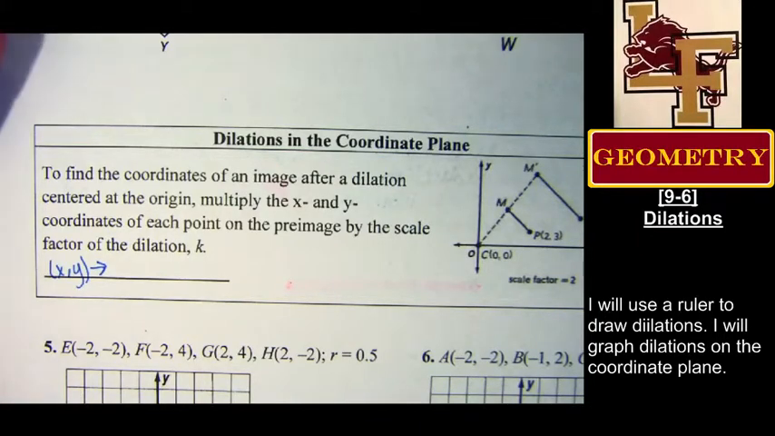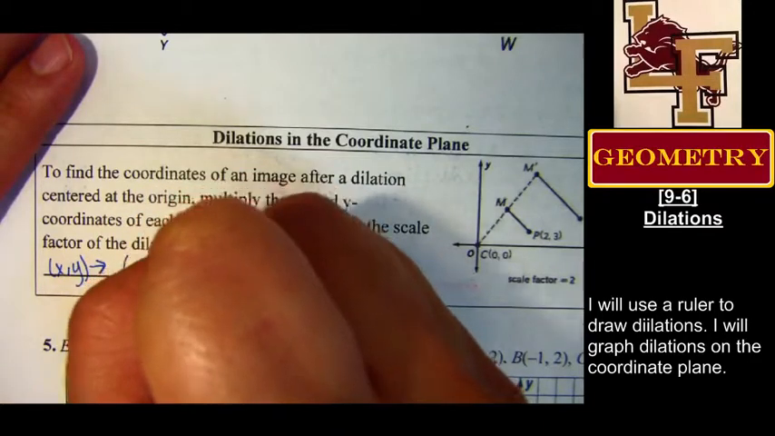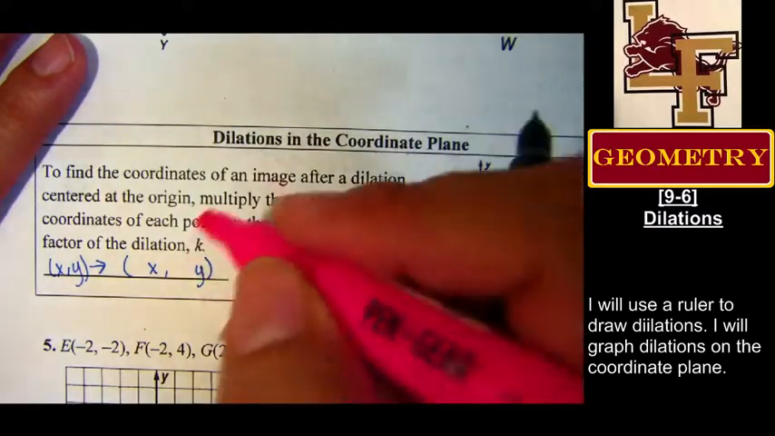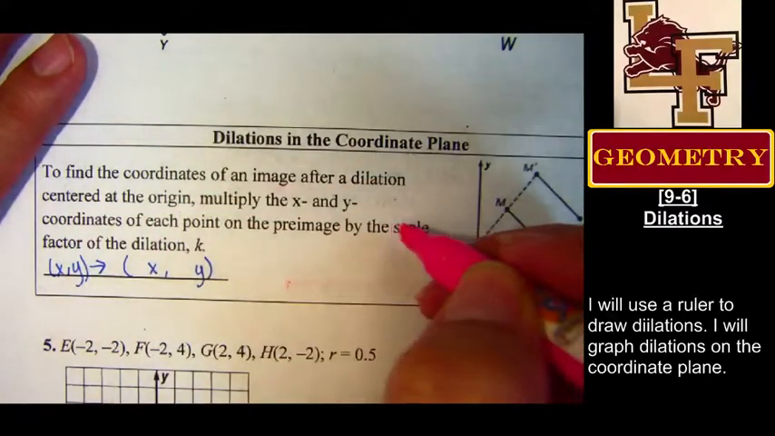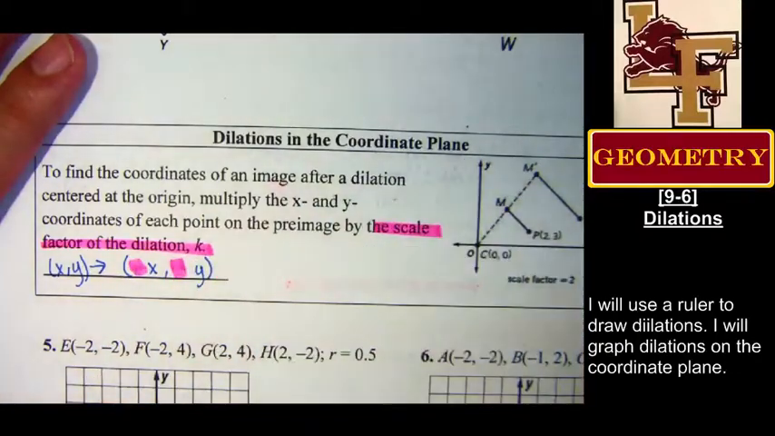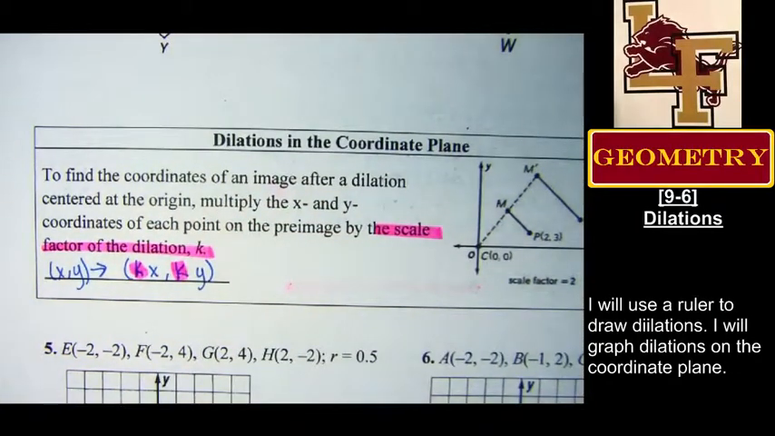The dilations are super, super easy. They're almost easier than the translations because the only thing that you do is you take the x and the y coordinates and you multiply them by whatever the scale factor is that they gave you, which in this case we're using the letter K to represent. That's all you got to do. Take your coordinates, multiply each one by whatever the scale factor is, you're done.